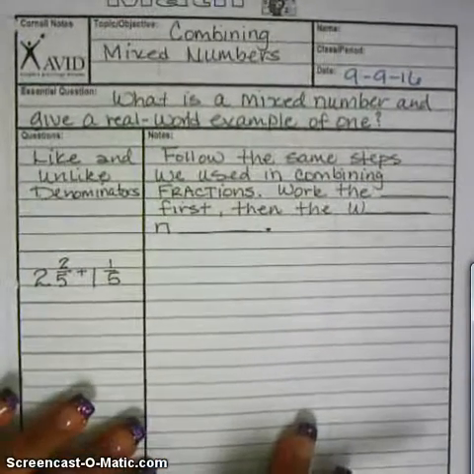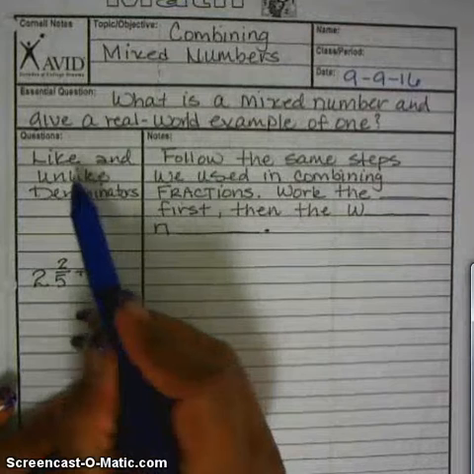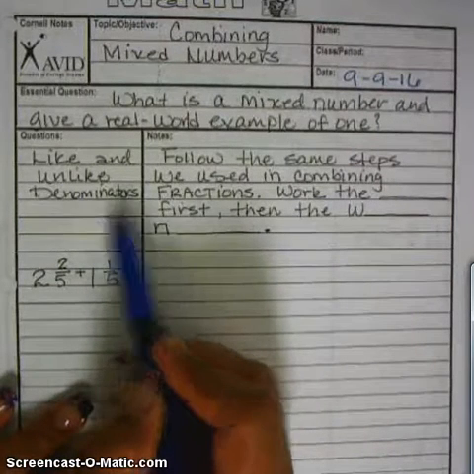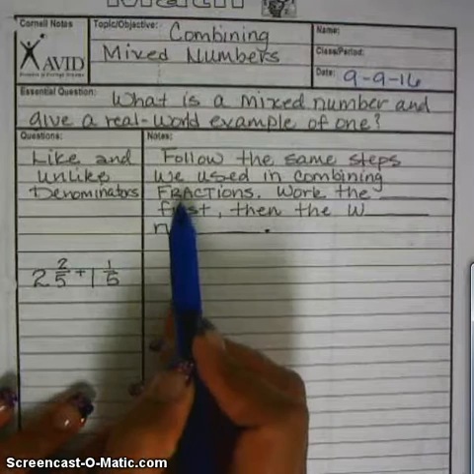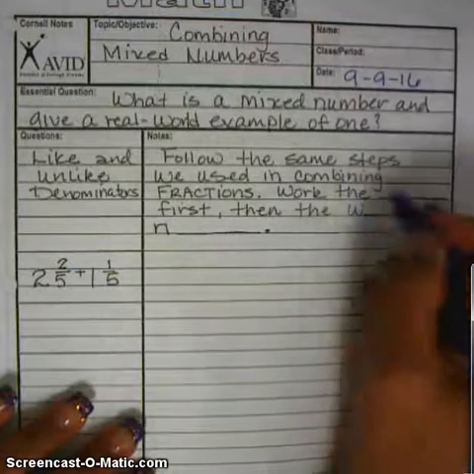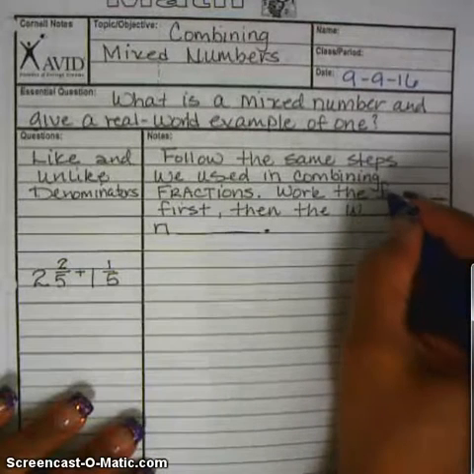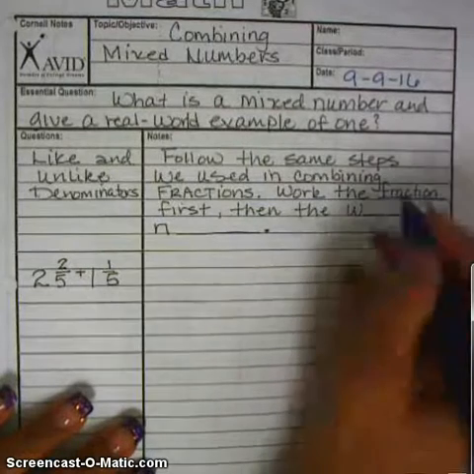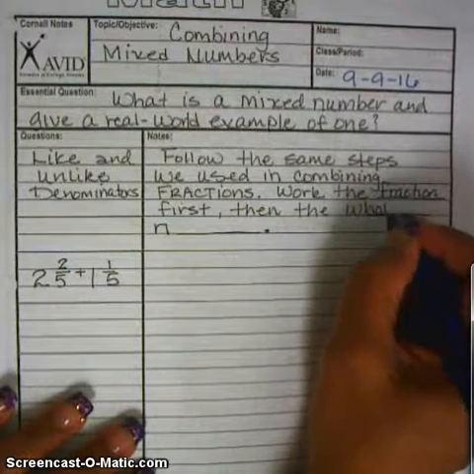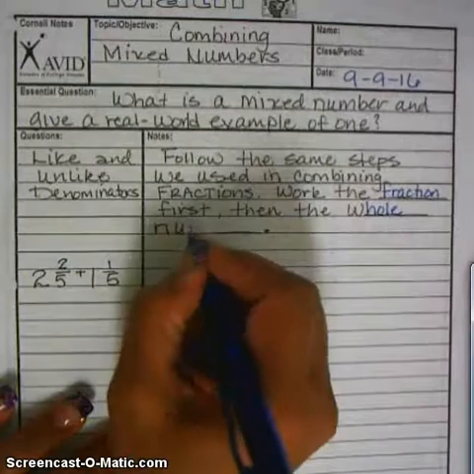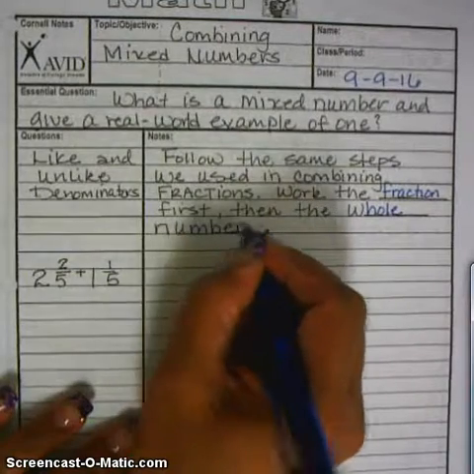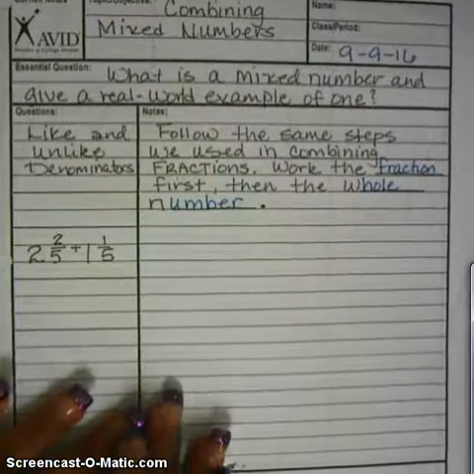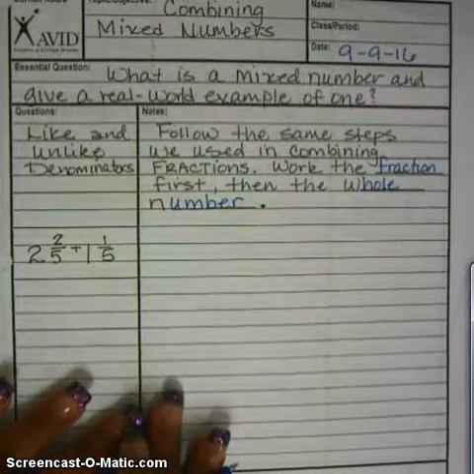Okay, so let's take a look at our first set of directions. We're looking at like and unlike denominators. We are going to follow the same steps that we used in combining fractions. We're going to work the fraction first, then the whole number. Okay, so I have an example here that we're going to work together. Remember, you can pause the video at any time so that you can write down the notes.